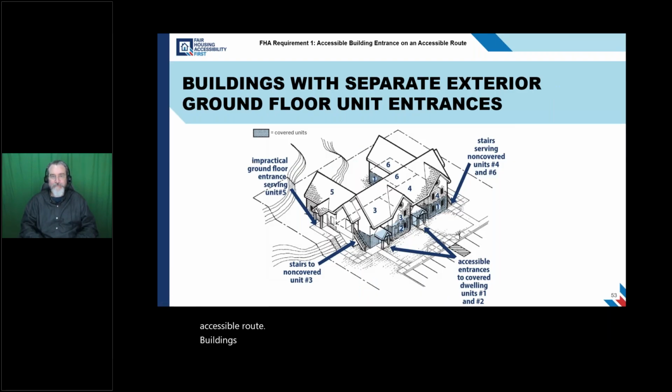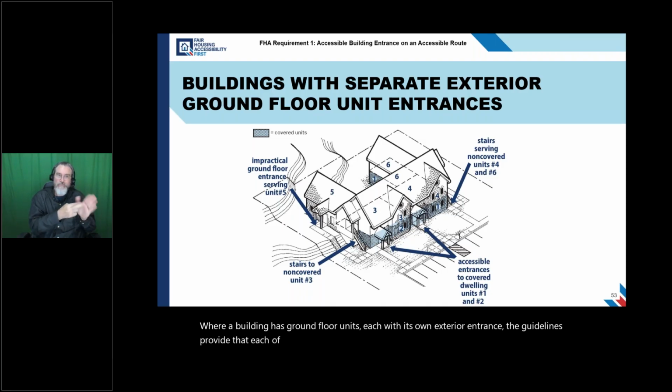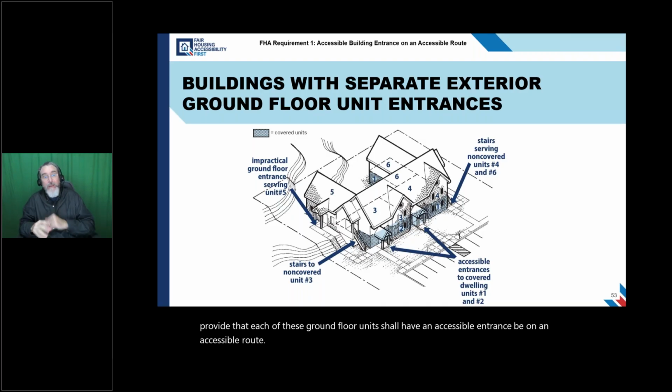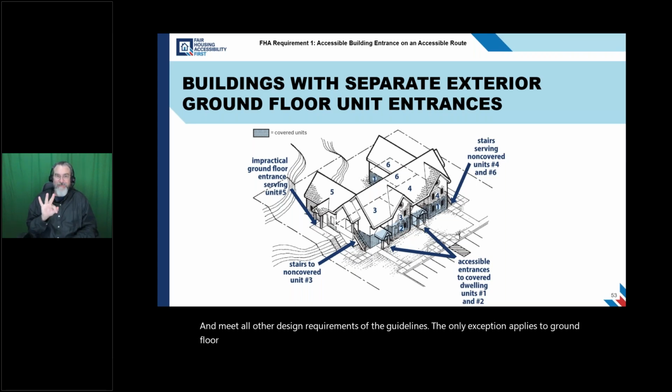Buildings with separate exterior ground floor unit entrances. Where a building has ground floor units, each with its own exterior entrance, the guidelines provide that each of these ground floor units shall have an accessible entrance, be on an accessible route, and meet all other design requirements of the guidelines. The only exception applies to ground floor units where terrain or unusual characteristics of the site make an accessible entrance on an accessible route impractical.